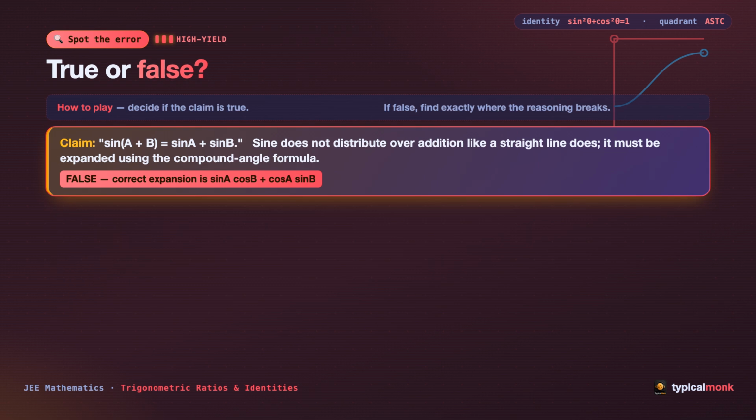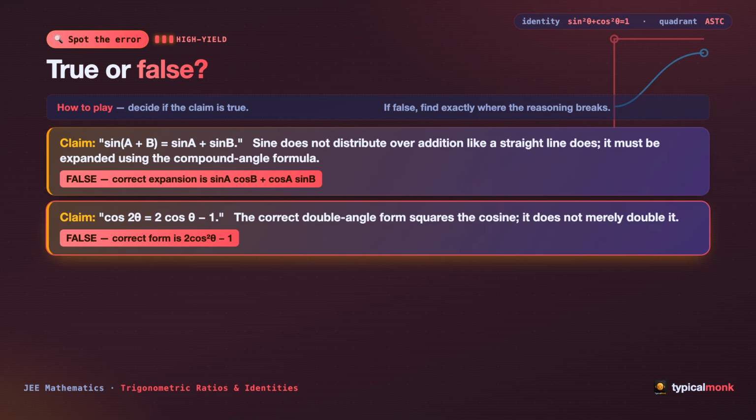Let us drill the JEE way. I read a claim, you decide true or false, and if it is false, find exactly where the reasoning breaks. First claim, sine of a plus b equals sine a plus sine b. Let us check. Sine does not distribute over addition the way a straight line would. It must be expanded through the compound angle formula. So this is false. The correct expansion is sine a cosine b plus cosine a sine b.